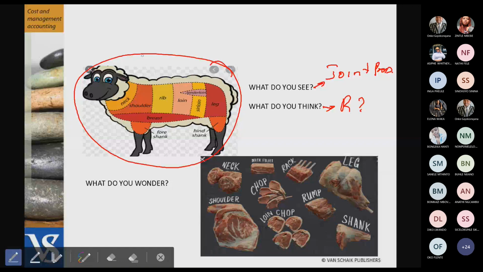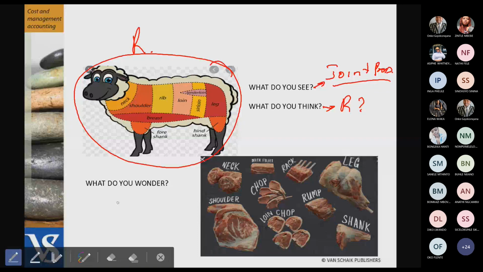What then do you wonder? You may wonder anything that comes up in your mind, how nice the meat is and all those things. So it's up to you. But the main important questions are those two questions. Then we give it a name in terms of chapter 13. Okay, we are seeing a joint product here. Then what do we think? Probably we think of the cost.